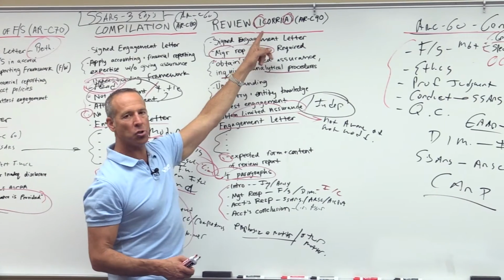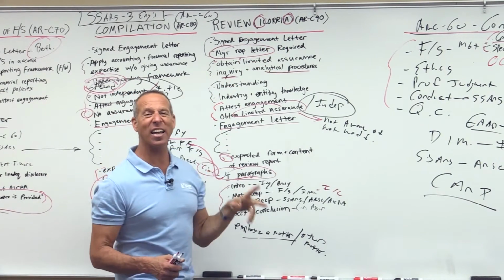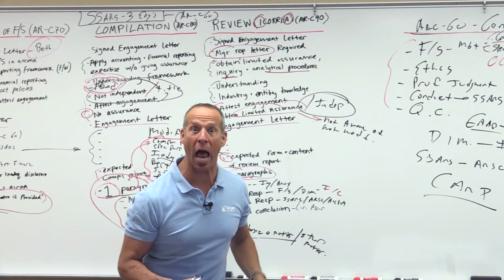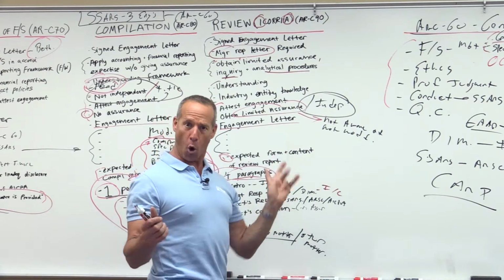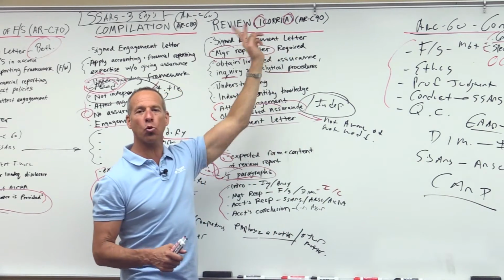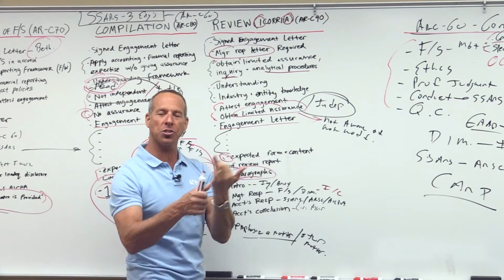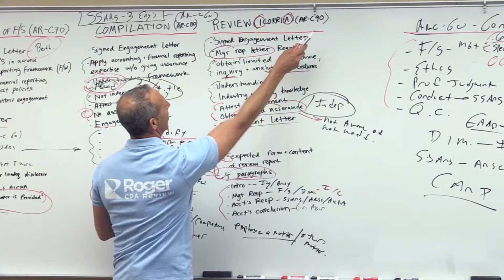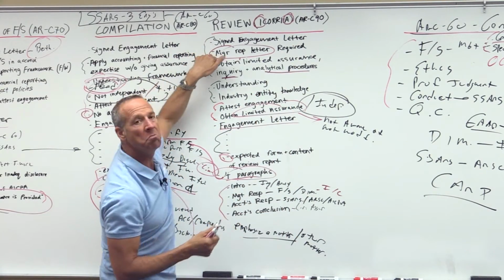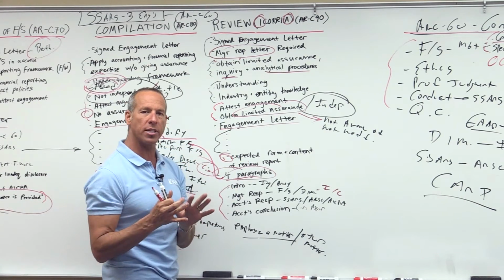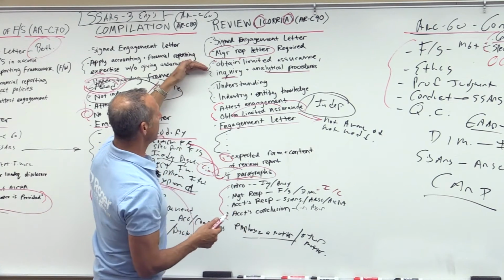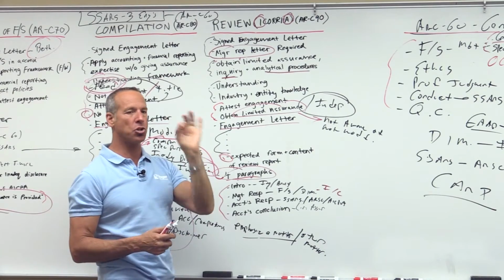Here, review, now we're doing more work. The I and the A: inquiry and analytical procedures. Inquiry, asking questions. A, analytical procedures under ARC 90. Sign an engagement letter. You must get a management rep letter. We'll talk more in detail about what's included in there. Obtain limited assurance through inquiries and analytical procedures. You're actually doing more work.